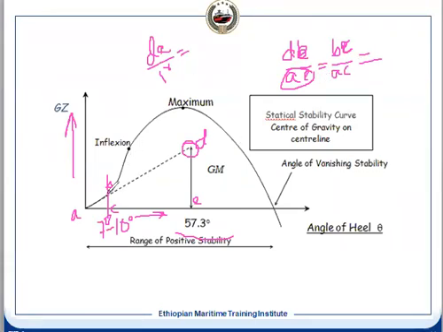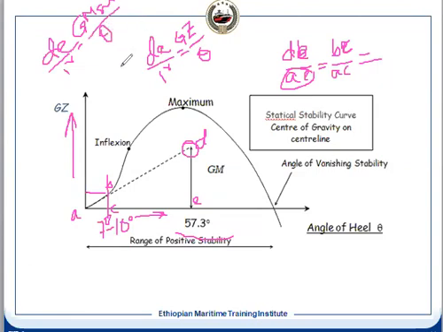What is BC? This is the BC. This is GZ. And what is AC? AC is theta. So GZ we can replace with GM sine theta. So what will happen? We can write DE divided by 1 radian is equal to GM sine theta divided by theta.